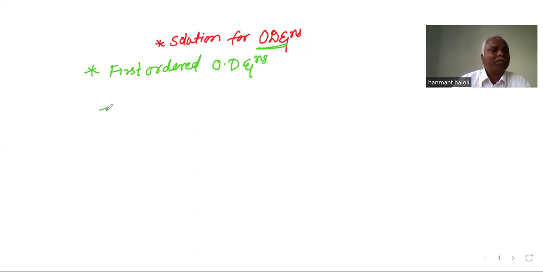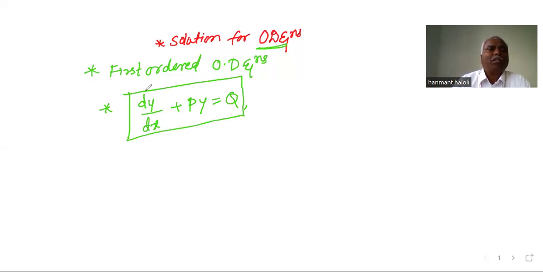Now, what is meant by first order ordinary differential equations? Only one time differentiated, like dy by dx plus p into y equal to q form. This is a differential equation containing a derivative coefficient, and this derivative is differentiated only one time. That is called first order. The order is one, degree also one. First order, first degree ordinary differential equations.